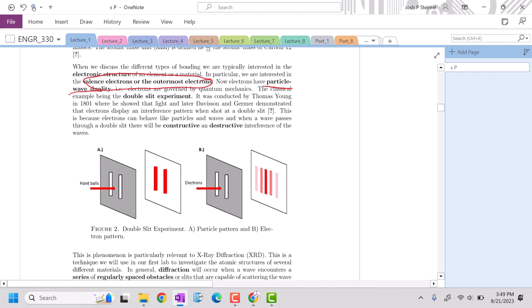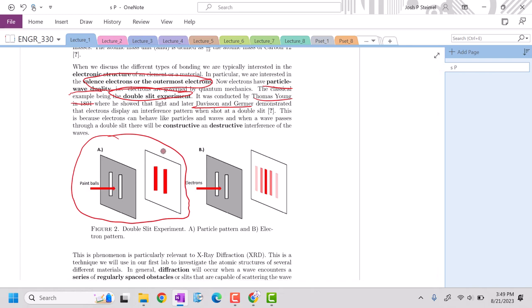This was actually demonstrated by a famous experiment, the double slit experiment, conducted by Thomas Young in 1801. He showed this in light. Later, Davisson and Germer did this with electrons with the double slit. But the concept is this. If I had a double slit and shot paintballs through it, pure particles, obviously I would see a pattern on the other side of the slit where two bands of paintballs go across.